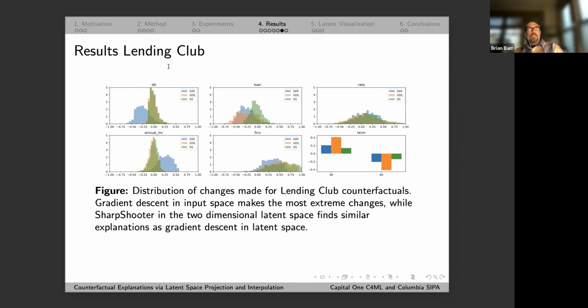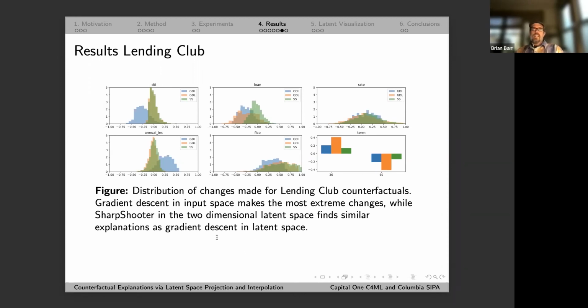This is a relatively low dimensional data set compared to UCI. Just a handful of continuous variables: debt to income, loan amount, interest rate, annual income. Probably the most salient is FICO score, your credit score, and the term of the loan.